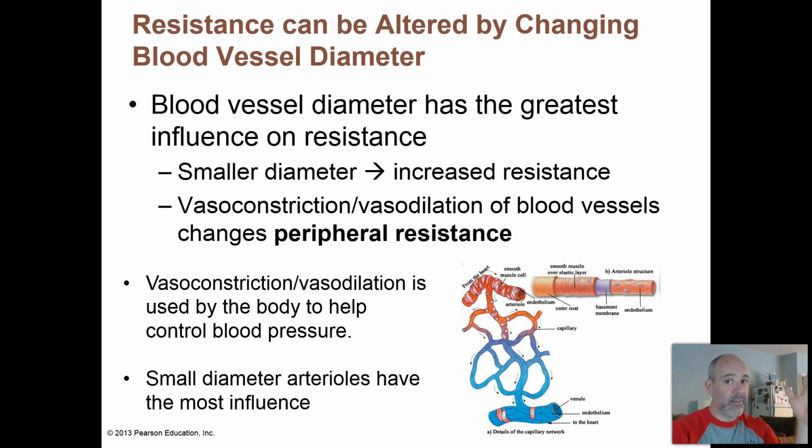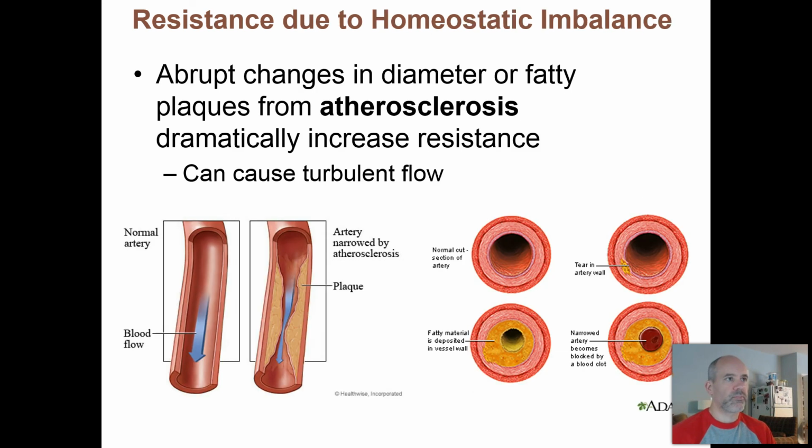Blood vessels are dilated, pressure goes down, that peripheral resistance goes down, blood pressure goes down. So really the blood vessel diameter has the greatest influence on peripheral resistance, and your body controls that through that vasoconstriction, vasodilation type process. The blood vessels where this has the most influence are those arterioles, the smallest arteries that are leading to your capillary beds. That's where the majority of this control winds up taking place.